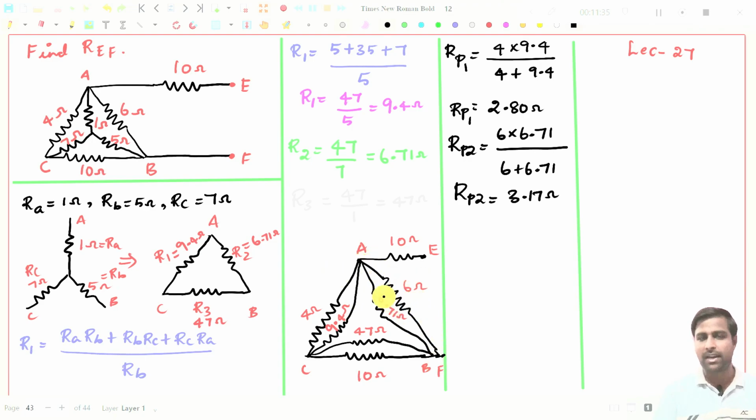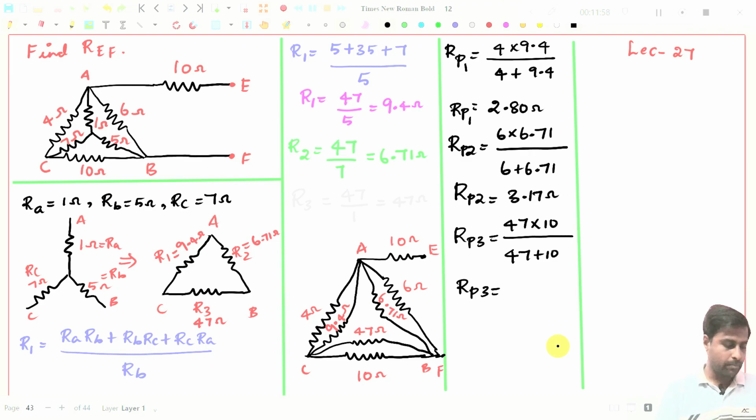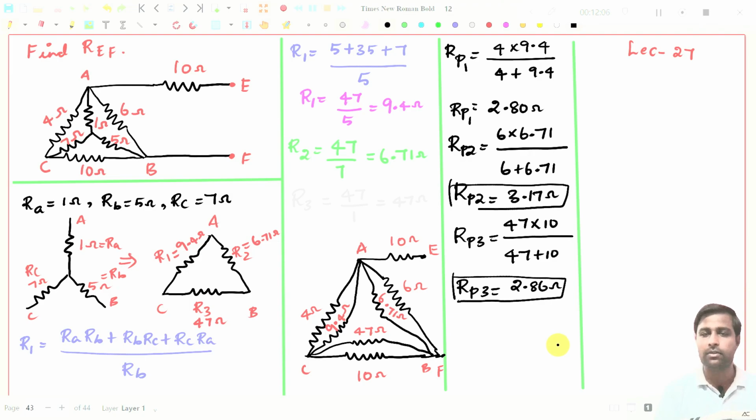Which means parallel resistors, we have simplified, right? Then let RP3 be the connection of these two resistors. So in the denominator we have to add, that is 47 plus 10, and in the numerator it will be 47 into 10, right? So at last, RP3 will give you 2.86 ohms, right? So these are the three parallel resistor values. That means all the values can now be fit into this particular diagram.